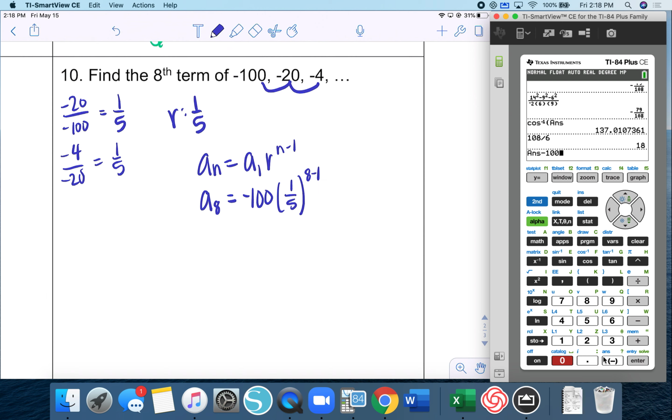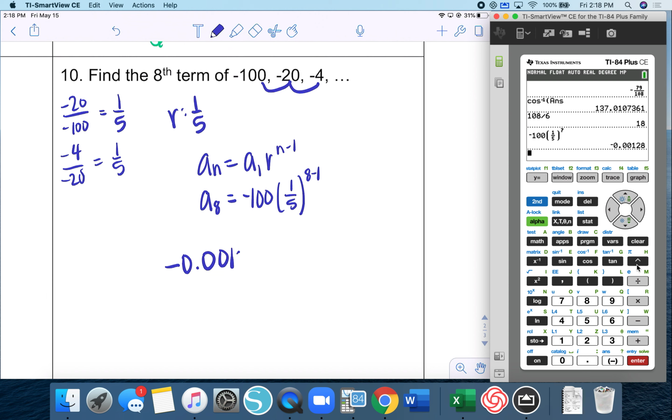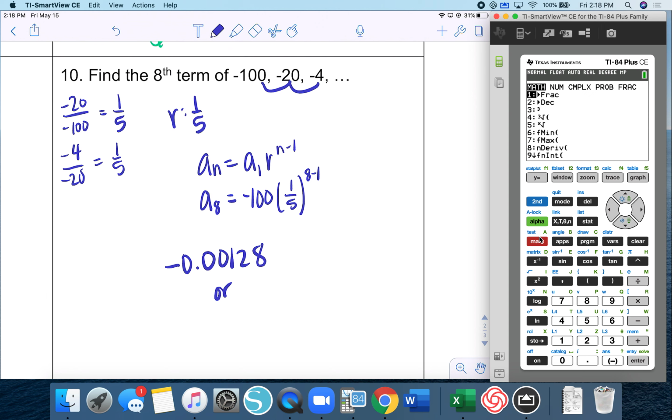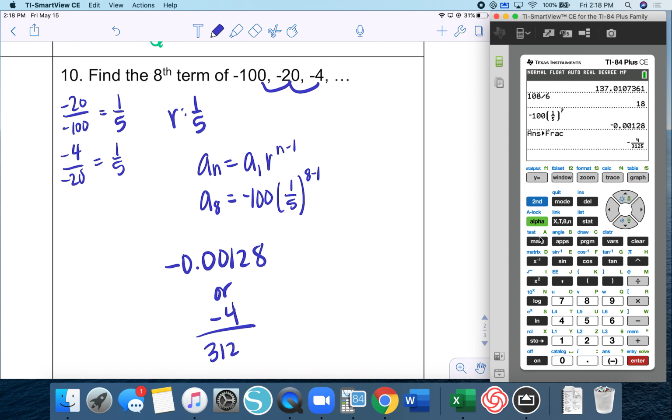So negative 100 times 1/5 raised to the 8 minus 1, which is 7. And I get this really ugly decimal. Or if you have a graphing calculator and can turn it into a fraction, it is negative 4 over 3125.